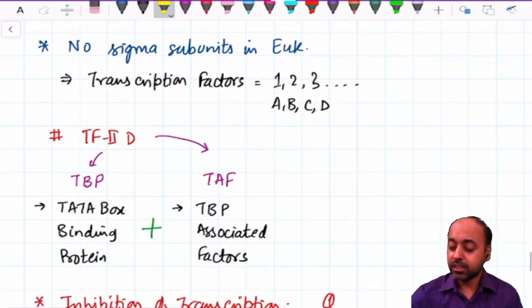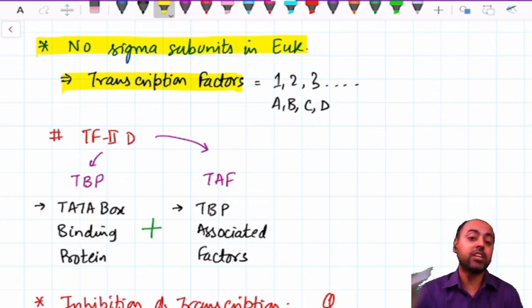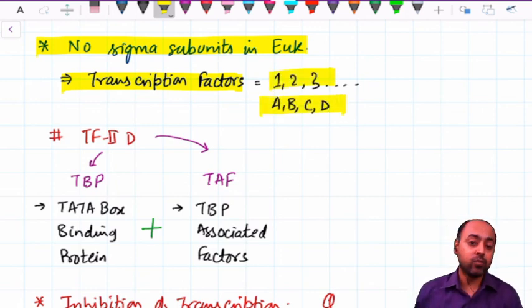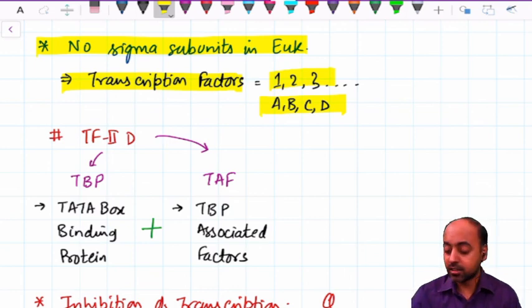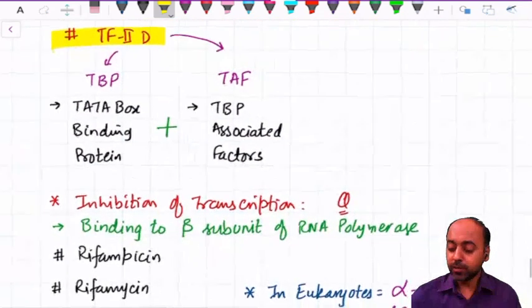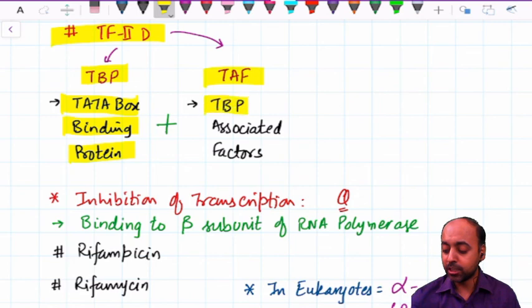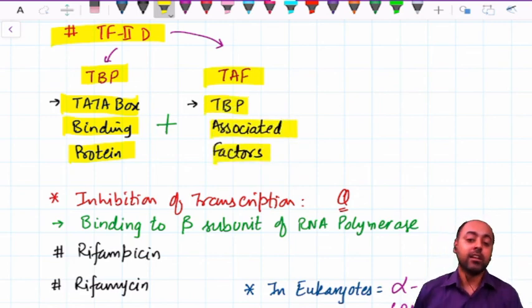At the same time, in the eukaryotes we don't have the sigma subunit. There we have the transcription factors which regulate the process of transcription. They are numbered and they can have various subtypes also. One of the most important regulatory factors is the transcription factor 2D, which is made up of two subunits, the TBP and the TAF. TBP stands for the TATA box binding protein, and TAF are the multitude of associated factors, the TATA box binding protein associated factors. So you have to remember about the TF2D.